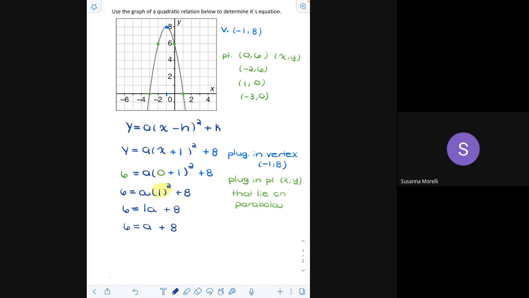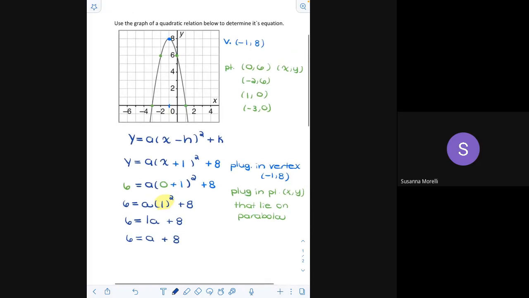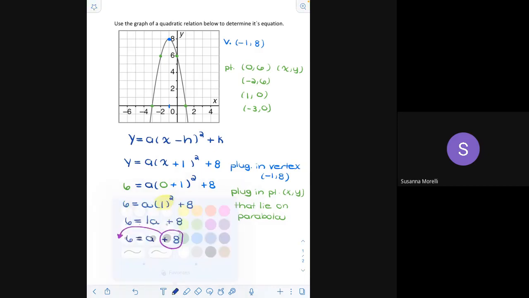Okay, and now we need to isolate for a. What that means is we need a all by itself. So we're going to bring our 8 over the equal sign. When it jumps over the equal sign, it changes its sign. So that becomes 6 minus 8, which is negative. 6 minus 8 is -2. So there we have it. a is -2. So now we have our a value.